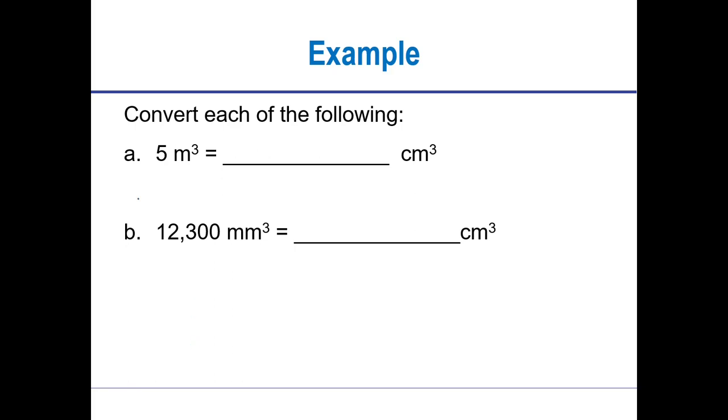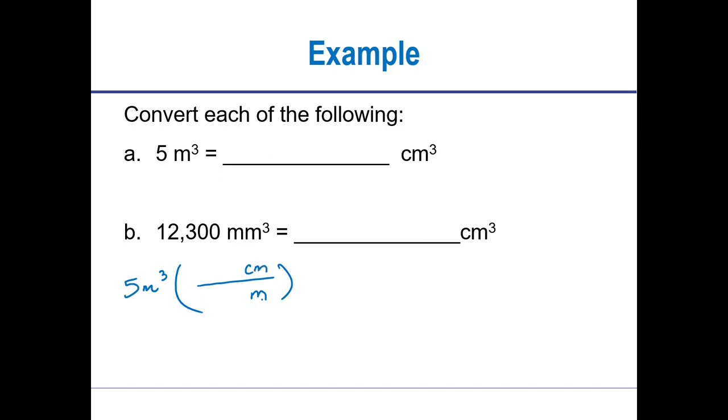Part A, I want to convert 5 meters cubed into something centimeters cubed. So we will start with 5 meters cubed and multiply it by a unit fraction. Remember, the unit fraction has a value of 1. So we want to cancel out the meters. We'll put the meters on the bottom, and we want to end up with centimeters, so we'll put that on the top.